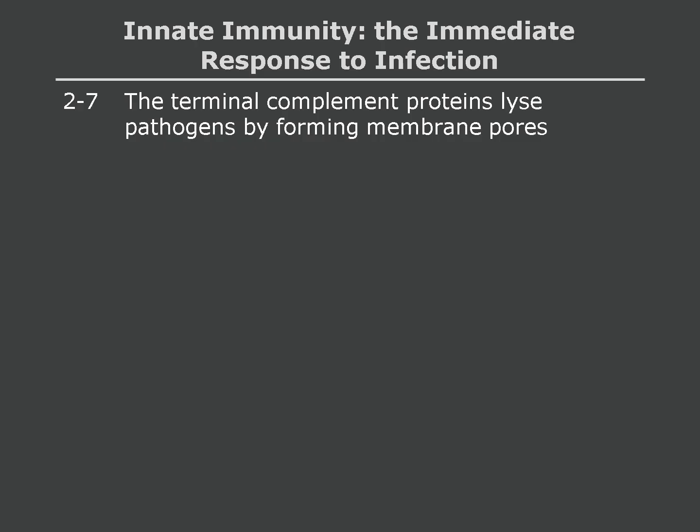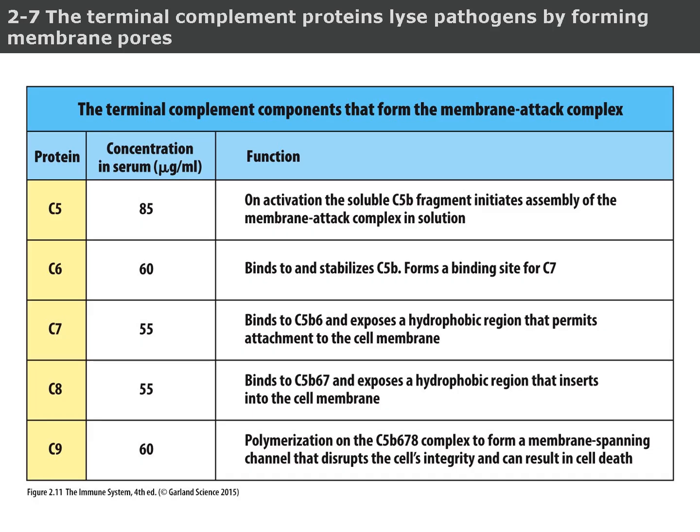The terminal complement proteins lyse pathogens by forming membrane pores. Once complement protein C5 is activated, it is cleaved into C5b, which initiates the assembly of the membrane attack complex. C6 binds to and stabilizes C5b, creating a site for the next proteins to attach. C7 then binds, and this interaction exposes a hydrophobic region that allows the complex to anchor to the pathogen's membrane.